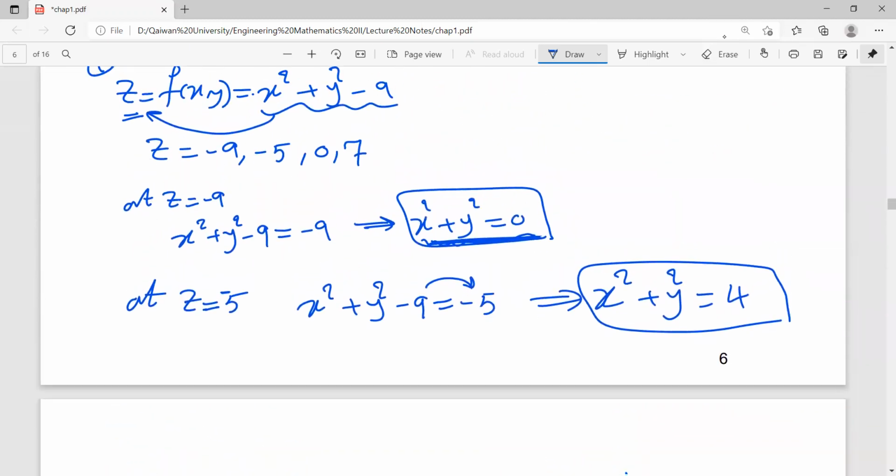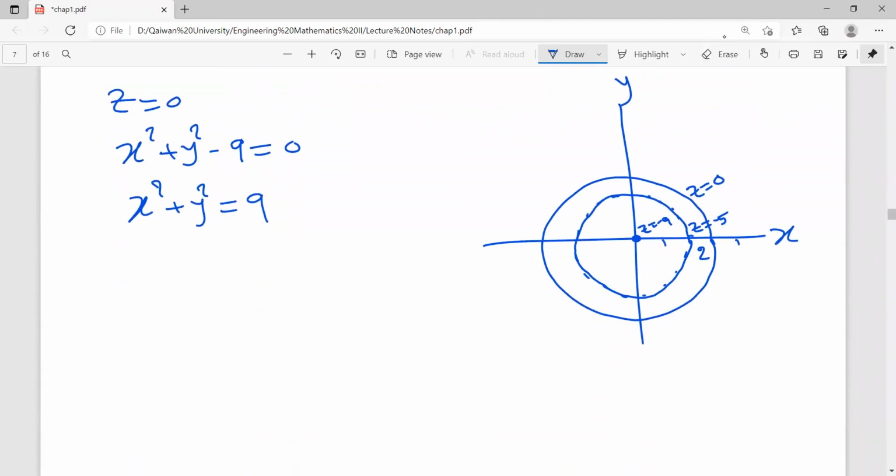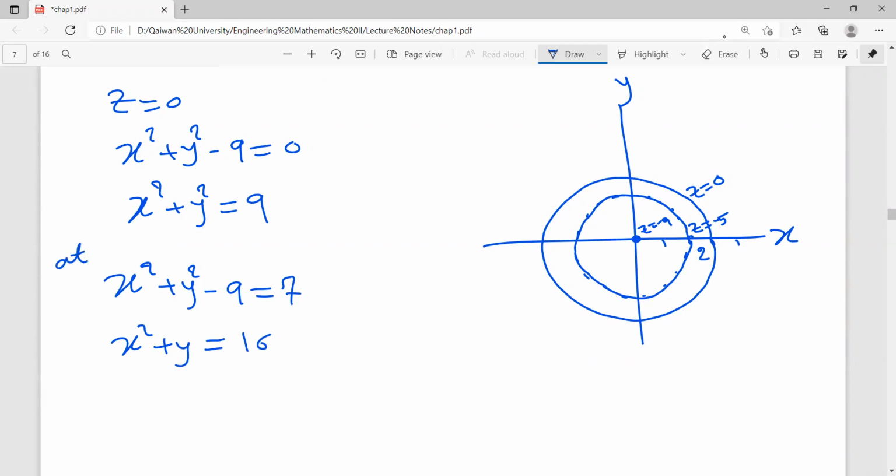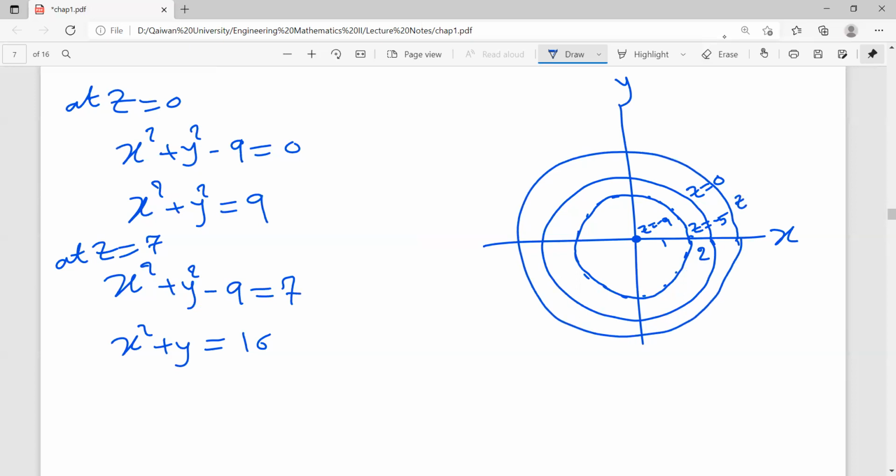Then for z to be 7, we say x squared plus y squared minus 9 equals 7. And so x squared plus y squared equals 16. This is for z to be 7, and this is for z to be 0. So this is the equation of a circle. Its radius is 4. At 4, we draw the graph. This is z to be 7. These are the level curves.